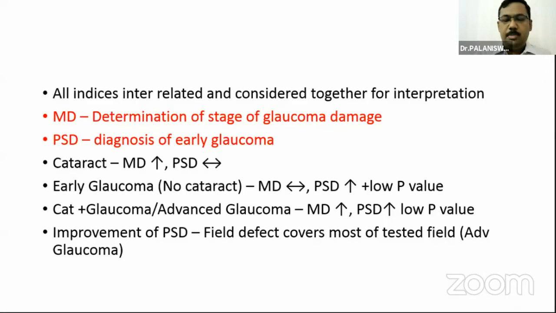Mean deviation helps us know the stage of glaucoma damage. Pattern deviation helps in the diagnosis of early glaucoma. In case the field defect covers the entire field, there is a reversal of the PSD. The PSD can again start coming back to normal, that is, to the low values.